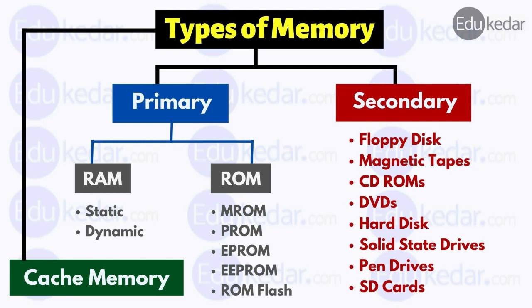If power is removed, the two main types of volatile random access memory, semiconductor memory, are static random access memory, that is SRAM, which stands for static random access memory. This one will come in your exams. And dynamic random access memory is DRAM.